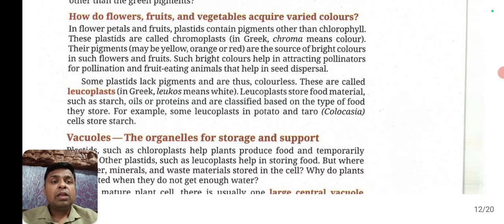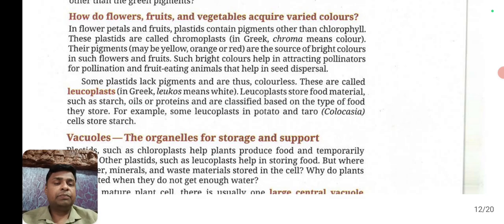Okay. Now yellow, orange, red. These are the bright colors which help the pollinators. Pollinators means the different types of insects. They are attracted and they help for reproduction of the flowers, the plants. Flower is a reproducing organ. So pollinators are attracted because of the colorful flowers, and then it helps in reproduction of the plants. We are going to study this in detail in other chapters.